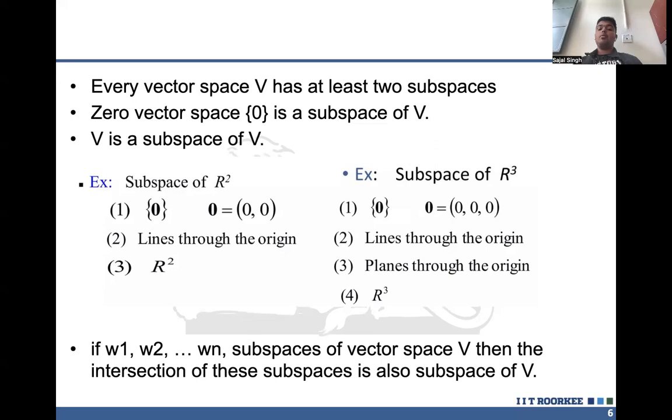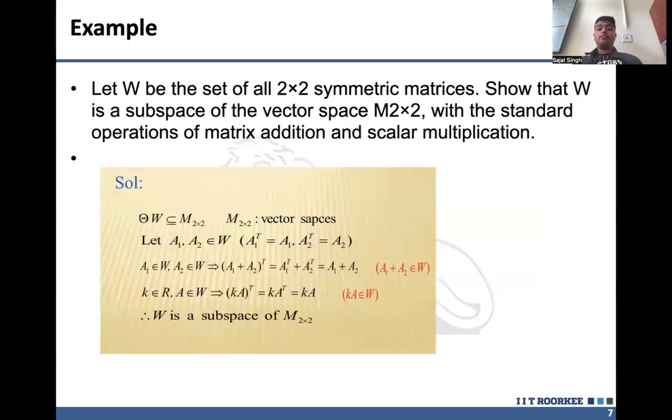If W1, W2, up to Wn are subspaces of vector space V, then the intersection of these subspaces is also a subspace of V. Intersection means the points where all the subspaces meet. Then the intersection, the point where all n subspaces are meeting, will also be a subspace of V, no matter what.